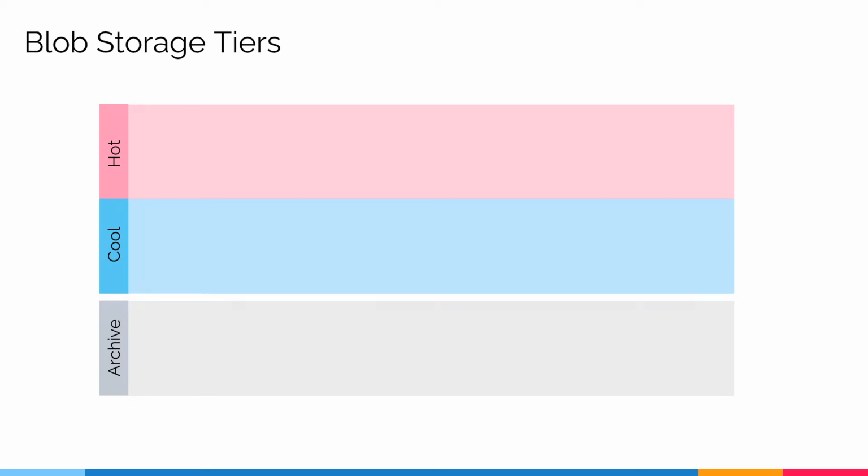Let's now take a look at blob storage tiers. Each of the blobs in your storage account can be set to one of three tiers: hot, cool, or archive. Each of these tiers have a different set of prices and a different set of features. And if we want to optimize our costs, it's important that we understand how each of these tiers work and also how we're going to be using the blobs in our storage account.